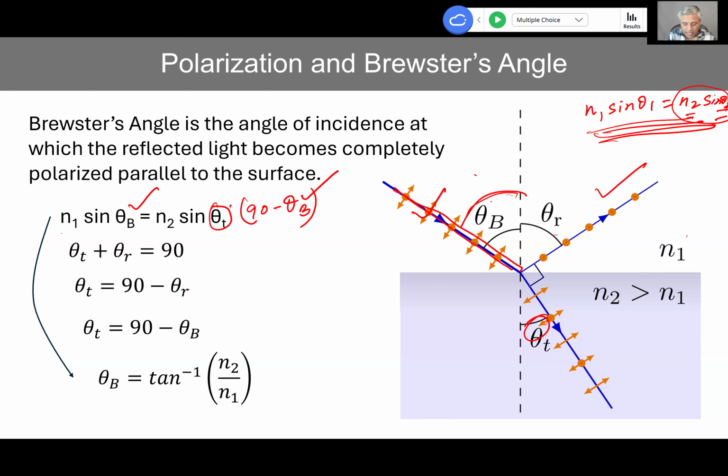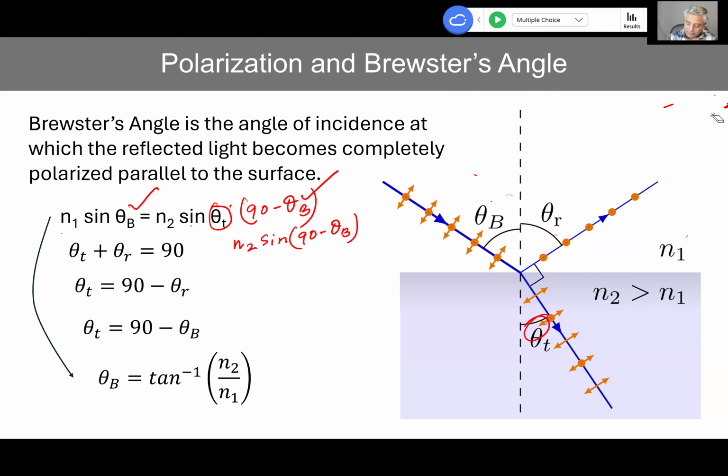Oh, what happened? Big jump there. So this is sine 90 minus theta. The right hand side becomes N2 sine 90 minus theta b. And sine 90 minus theta, if you took trig somewhere, becomes cosine. But here I can show you by just drawing this wave. So sine starts from 0, right? If I'm plotting the sine function, this is how it looks.